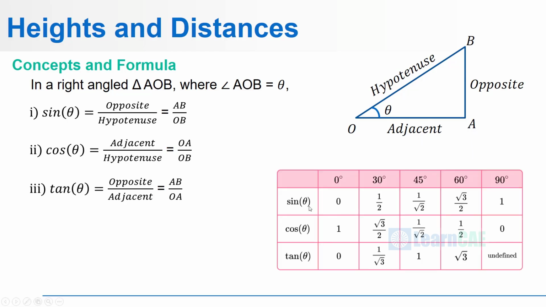A table is given for sin theta, cos theta and tan theta for different angles. We can see. These are the fundamentals which we can refresh now. Further, cosecant theta is nothing but 1 by sin theta and secant theta is nothing but 1 by cos theta. And finally, cot theta is 1 by tan theta.